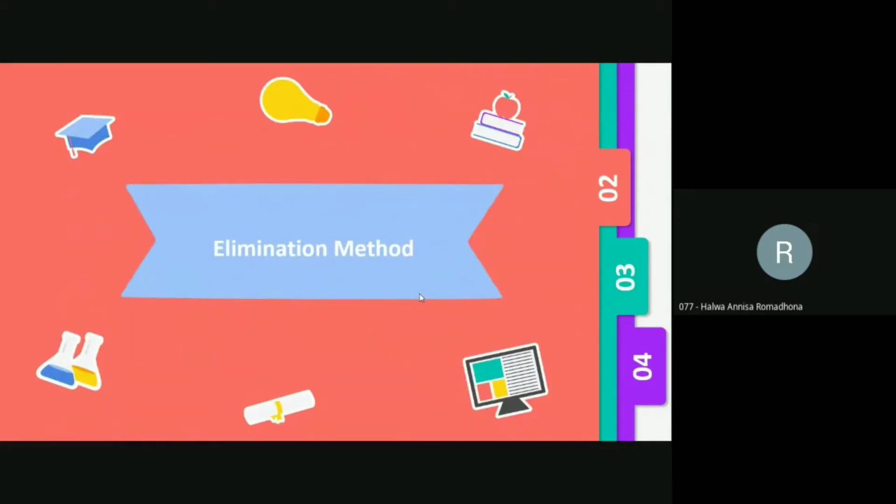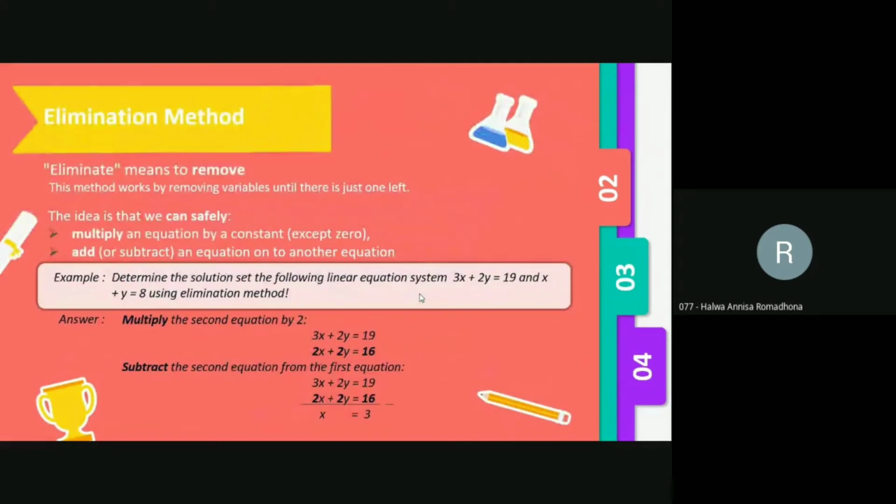Second, the elimination method. Eliminate means to remove. This method works by removing variables until there is just one left. The idea is that we can safely multiply an equation by a constant except 0, then add or subtract an equation. Example. Determine the solution set of the following linear equation system, 3x plus 2y equals 19 and x plus y equals 8, using the elimination method. Answer.